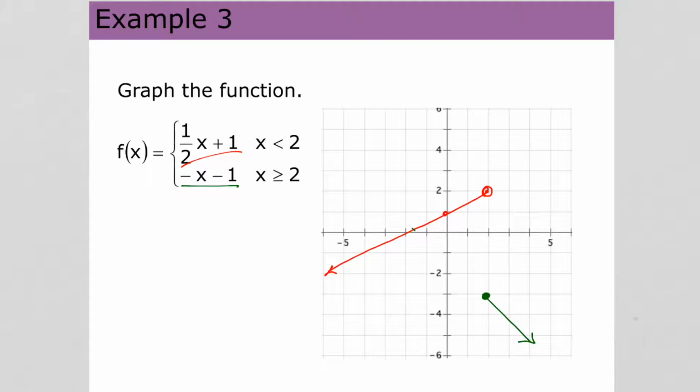Why do we say it's a function? Because if we draw a vertical line, we only hit it once. Even if we draw a vertical line here, since this is open, it only hits once. So it is still a function.